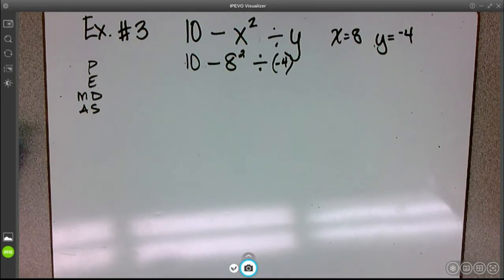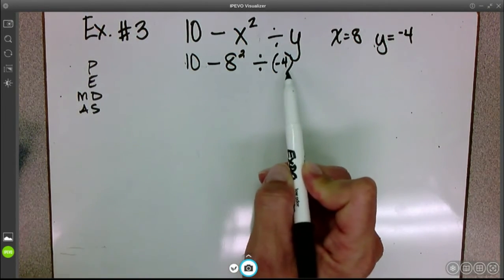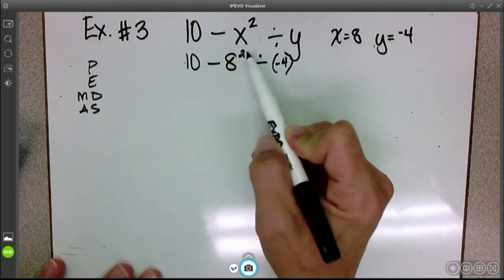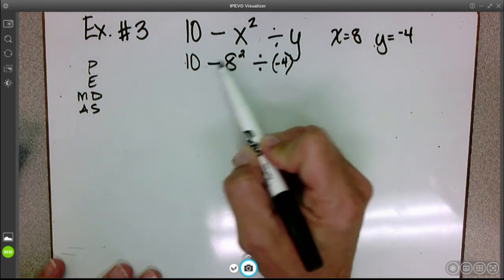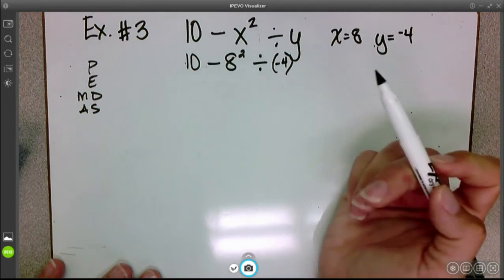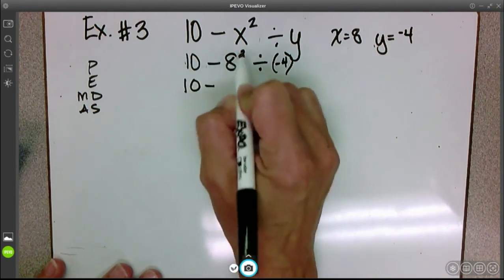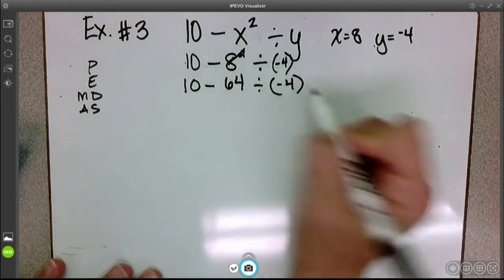Okay, so in order of operations, I take care of parentheses first. This is not parentheses, that's just grouping the negative with the 4. So I go to exponents, and I have 8 squared. And we learned in our last section that there are no parentheses around this, so it's just the 8 being squared, not the negative. So the 10 minus stays, 8 squared is 64. Bring down your divided by negative 4.